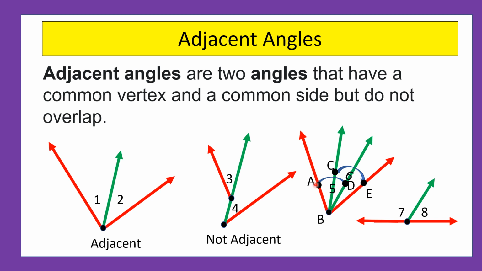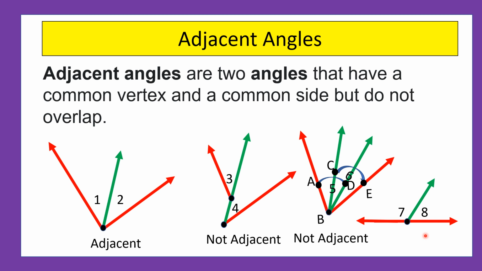We have angle ABD, which is represented by angle 5, and angle CBE, which is represented by angle 6. So angle 5 and angle 6 possess a common vertex, but the two angles are overlapping. If the two angles are overlapping, therefore, the two angles are not adjacent.